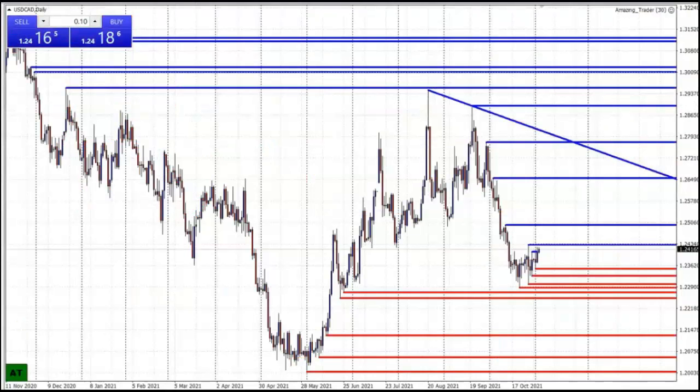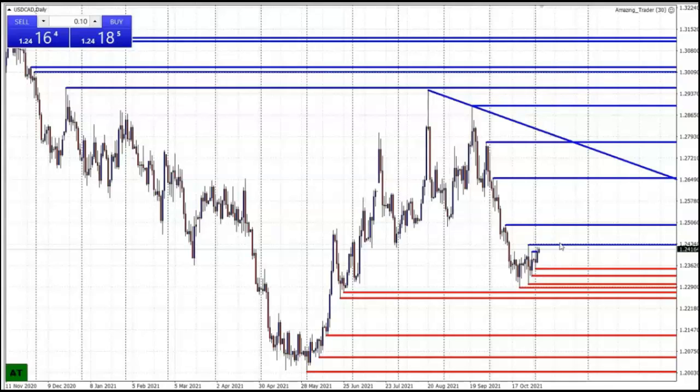Old Amazing Trader lines are important for another reason. The older the line, the more significant it becomes. For example, take a look at this dollar Canada daily chart, and you see how this old line held up here and set the stage for the move to the downside. But there's another reason. When you look at multiple time frames and you see old lines that appear on different time frames, they increase in importance even more.